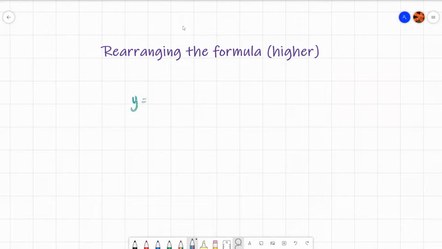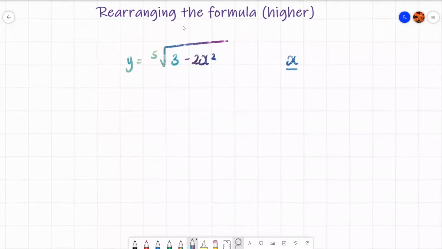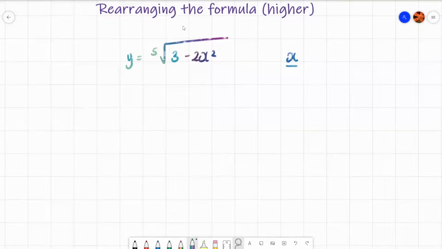So the first one: y equals the fifth root of 3 minus 2x squared, and we are making x the subject of the formula. First things first, this is a grade 7 or 8 question in the exam, so A or A star. Right, so we need to get rid of the fifth root first. So how do we get rid of the fifth root?